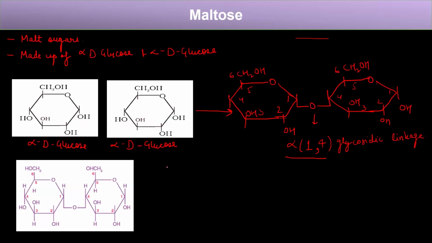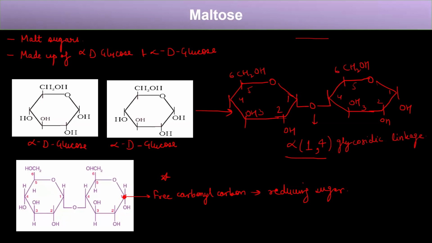Now, one more important thing to notice here is that even after the linkage, one of the carbonyl groups is free, right? This carbonyl group is free, and hence this sugar is reducing. Because what are reducing sugars? Reducing sugars are the ones whose carbonyl carbon is free. In the case of maltose, we can clearly see the carbonyl carbon is free. Hence, since it has a free carbonyl carbon, it is a reducing sugar. Okay.